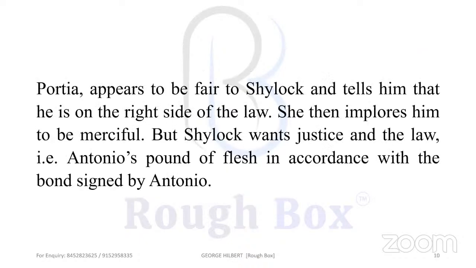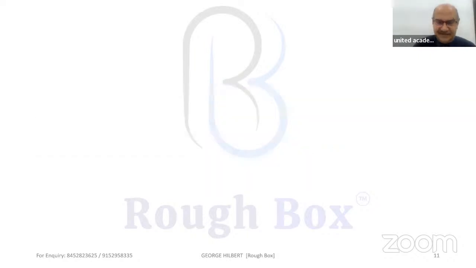Portia appears to be fair to Shylock and even tells him that he is on the right side of the law. She then implores him, implores means begs him, to be merciful. But Shylock wants justice and the law, that is, Antonio's pound of flesh in accordance with the bond signed by Antonio. The bond very clearly says one pound of his flesh. He's demanding that.